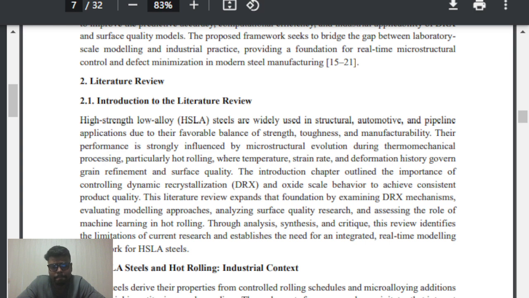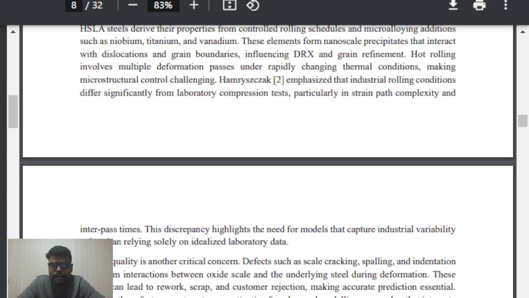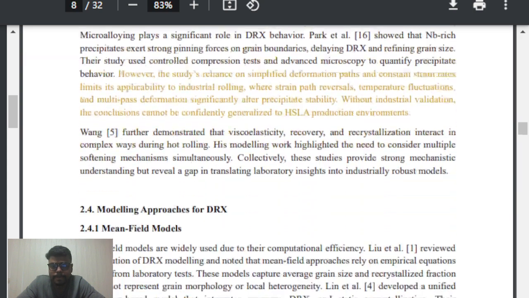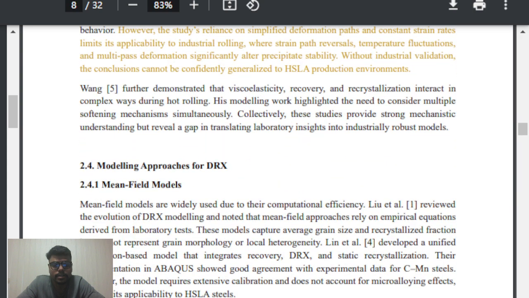My third area is modeling approaches. Mean field models are fast and useful for industrial calculation, but they only predict average behavior. They cannot show detailed grain morphology. Full field models such as cellular automata or crystal plasticity finite element models are more accurate because they show microstructure in great detail. However, they are computationally expensive, so they are difficult to use in real-time industrial control.